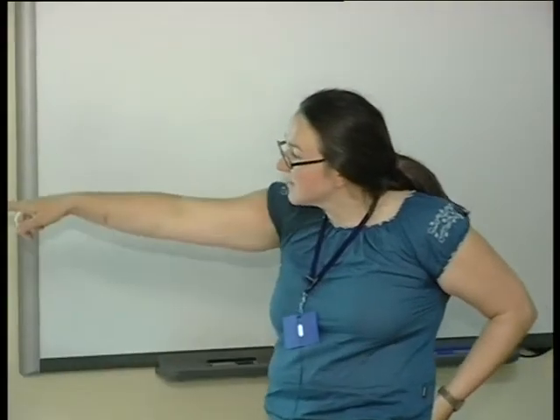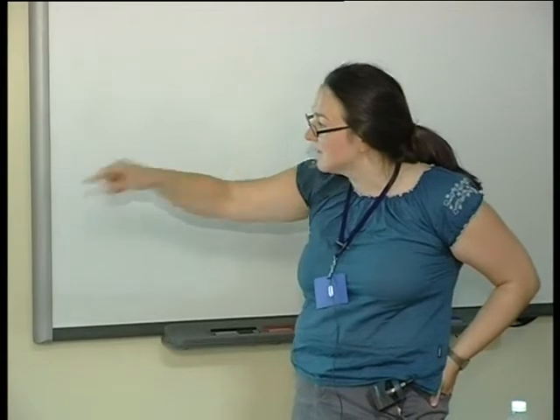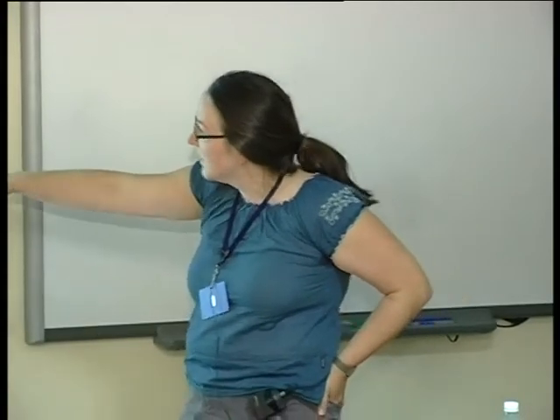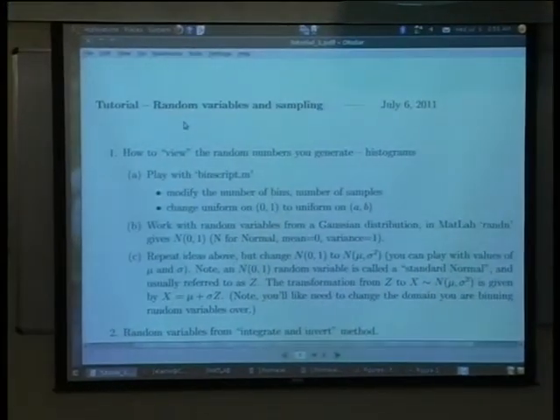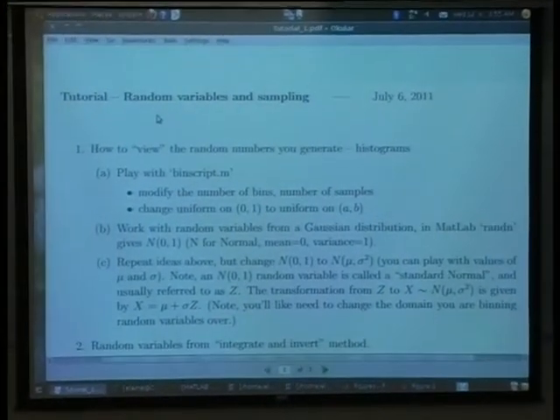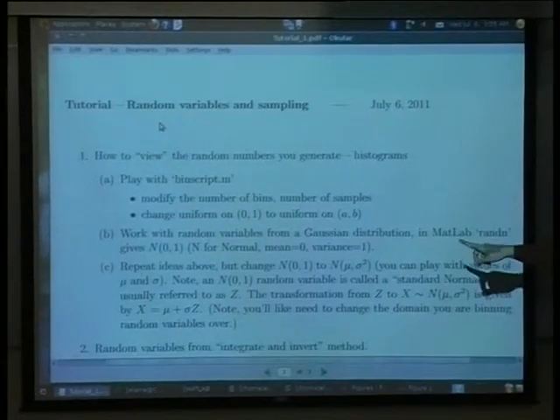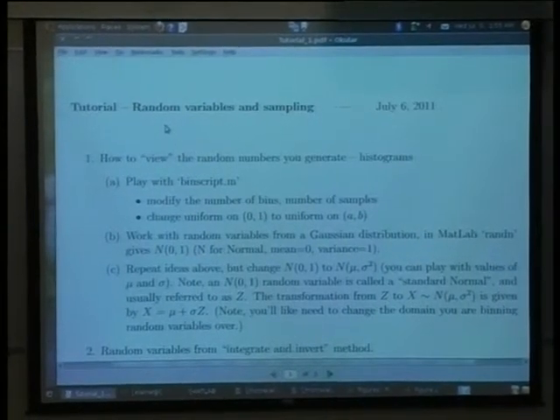Okay. So the next thing we're going to do is repeat this process of binning, now with Gaussian random variables, so now we'll get that shape. The first thing we'll do: rand, R-A-N-D, gives you uniform random variables in MATLAB. Randn gives you normal or Gaussian random variables, with mean 0, variance 1. That's what MATLAB gives you.